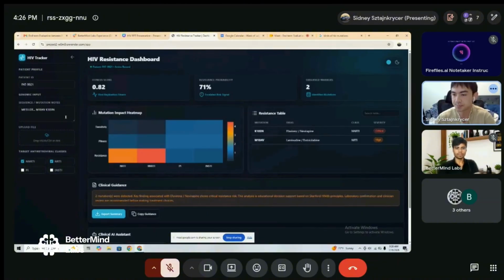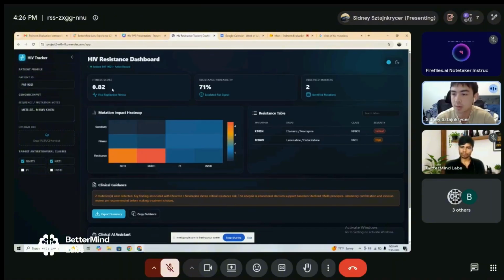Okay, so as you can see here on the left, this is all the patient information. Right here, you could put their name or their ID. And then right here is where you put the specific mutations. Or if you have a file of the mutations that the person has, you could drop it in this area right here. And if you know your patient has specific classes of mutations, then you can choose which ones you want to target over here.